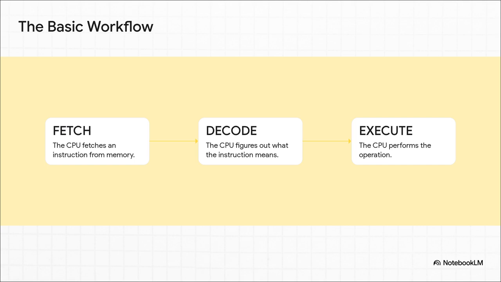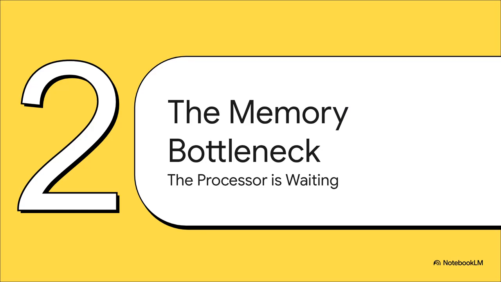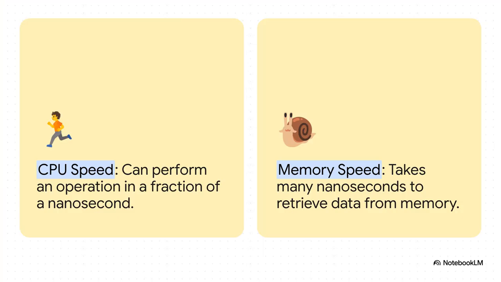For decades, the main way to make computers faster was just to make this single loop run faster and faster and faster. But as you can probably guess, this created a huge, huge problem. And that brings us to the first major villain in our story, the Great Memory Bottleneck. You see, the processor started getting way too fast for its own good. Our chef, the CPU, became lightning fast, just incredible.